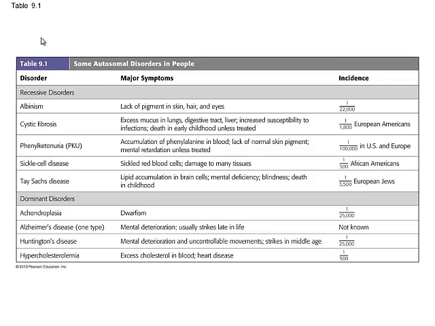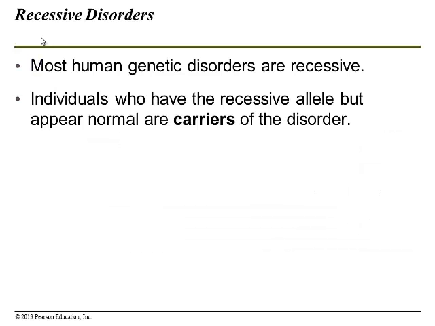Dwarfism is dominant. Alzheimer's disease. Huntington's disease. High cholesterol. So most human genetic disorders happen to be recessive. Most. Which is kind of good. Individuals who have the recessive allele but appear normal are said to be carriers for the disorder.